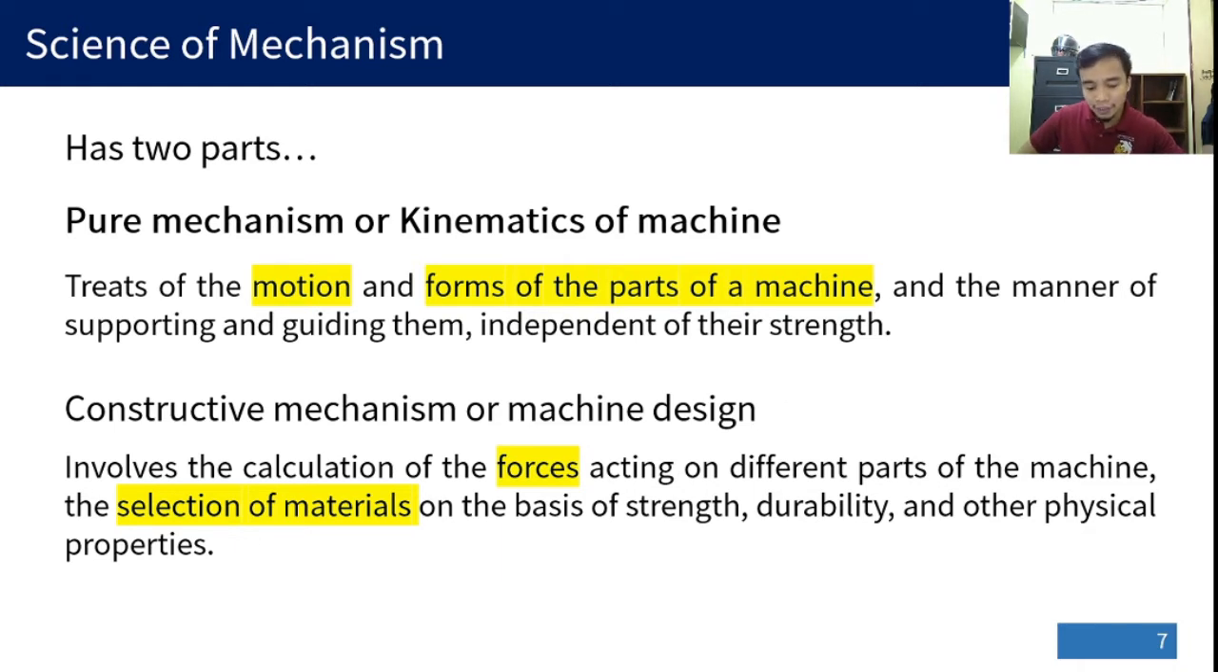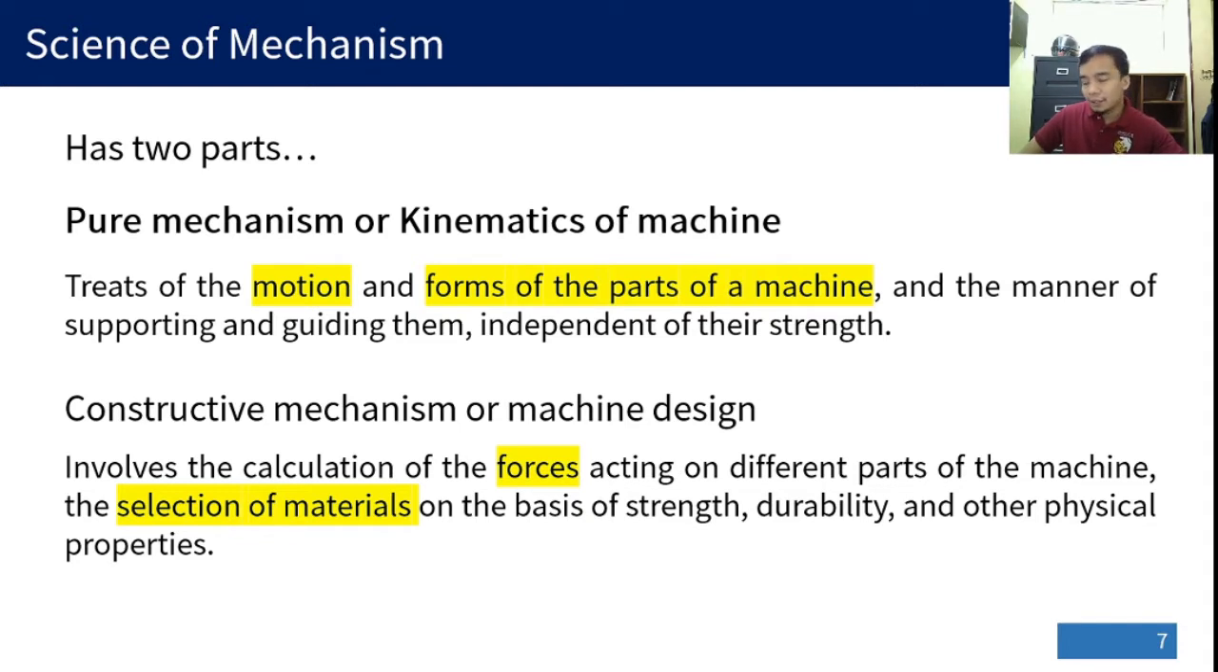So sa kinematics is unsa man ang mag-involve niya? Velocity, acceleration, and displacement sa mga particles, points, or sa katong mga machine parts, and the manner of supporting and guiding them. So kung supporting and guiding them, mag-involve na siya og unsa tong mga structure, mga machine parts nga mo-hold in place sa katong mga machine parts independent of their strength.